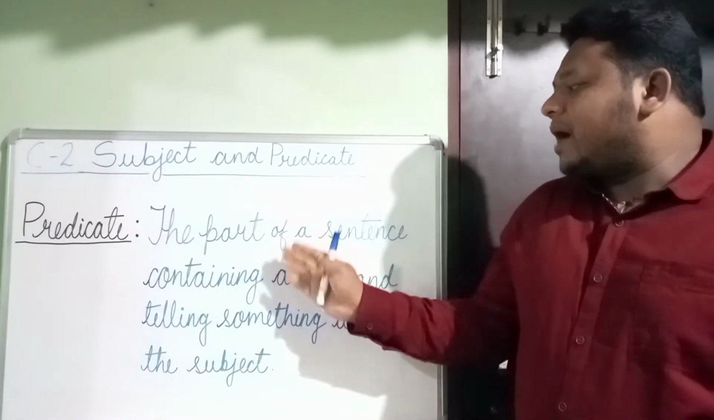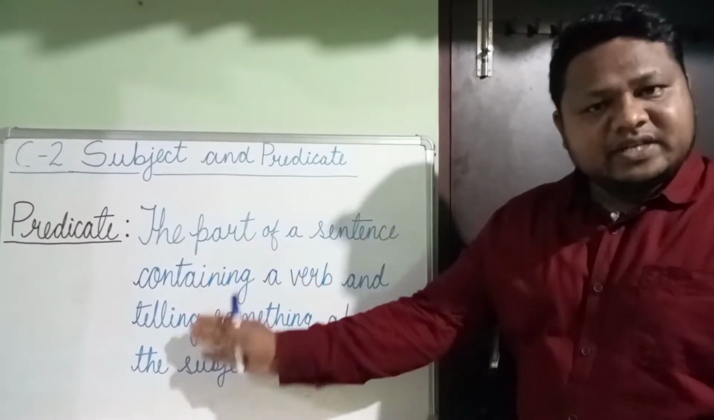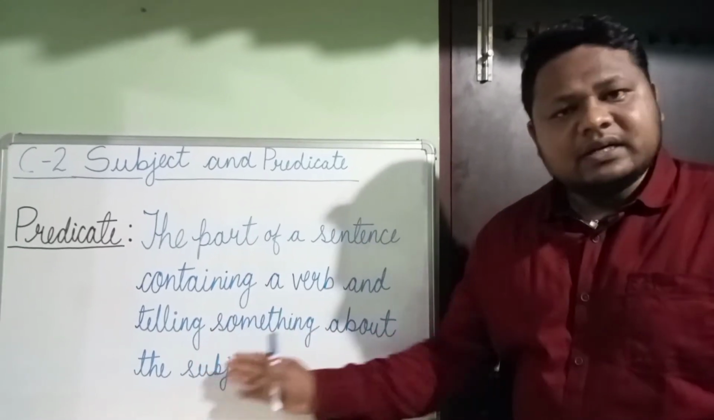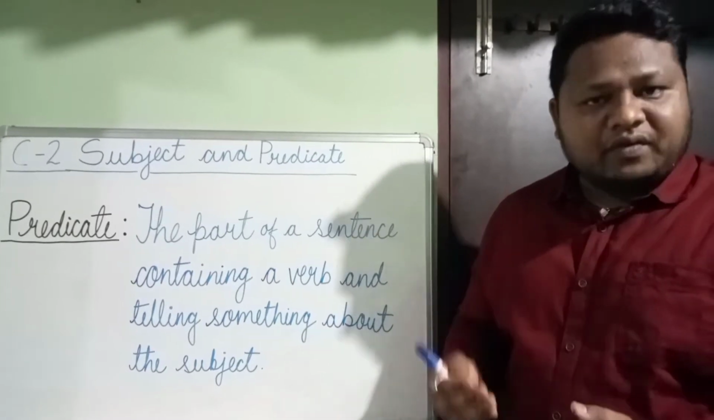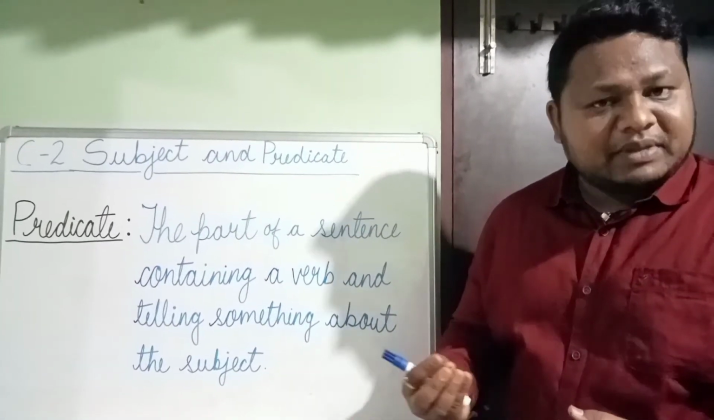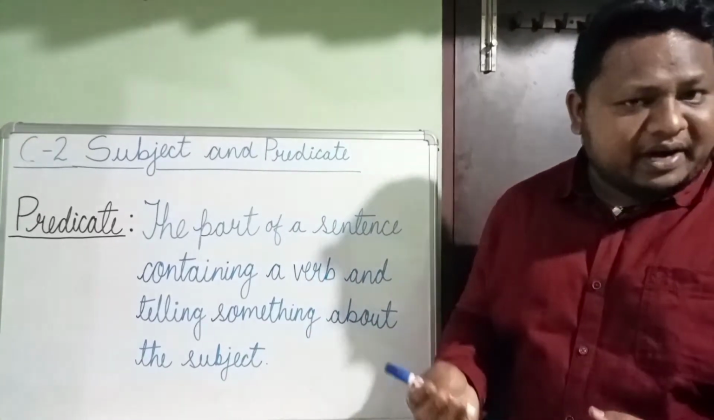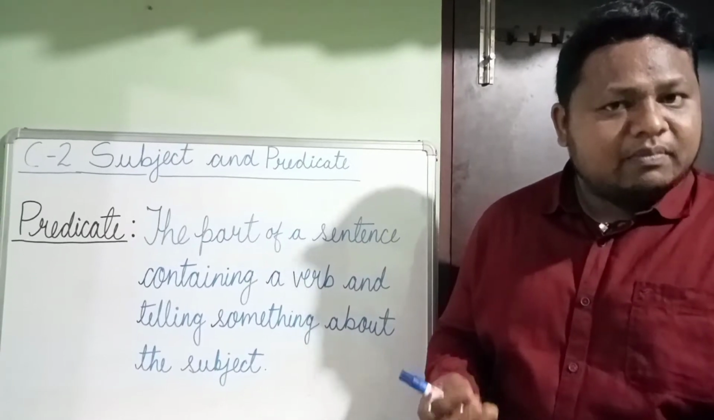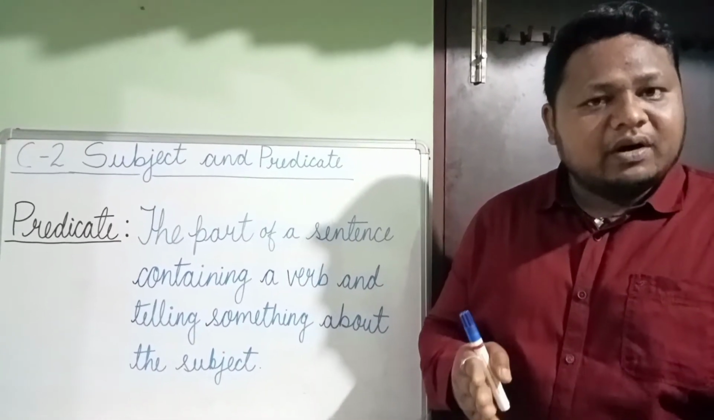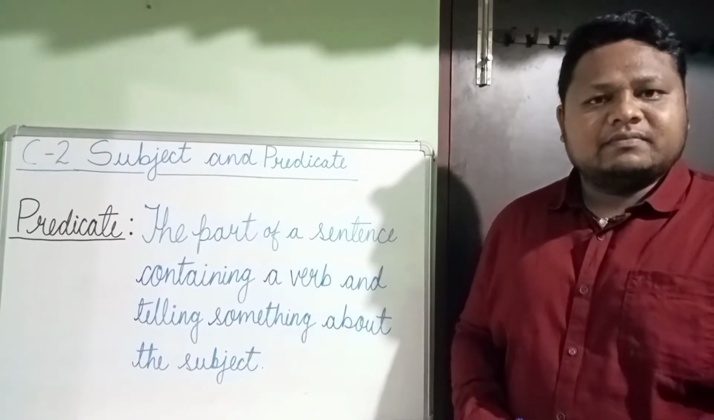Predicate: the part of a sentence containing a verb and telling something about the subject. So, the predicate contains a verb and it tells something about the subject. The verb in the predicate can be an auxiliary verb, main verb, or both main verb and auxiliary verb. Note down the definition.